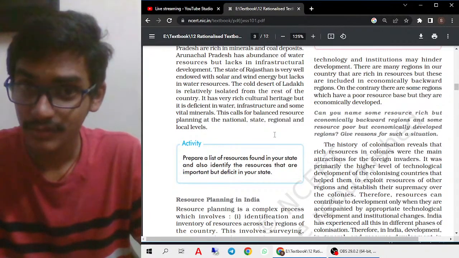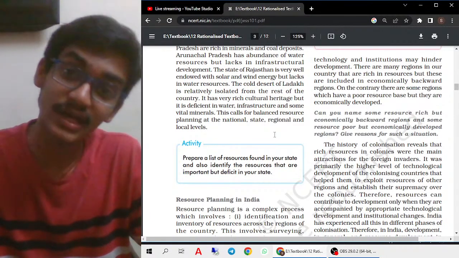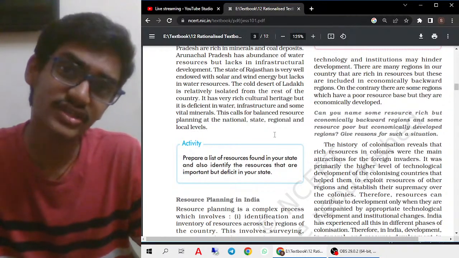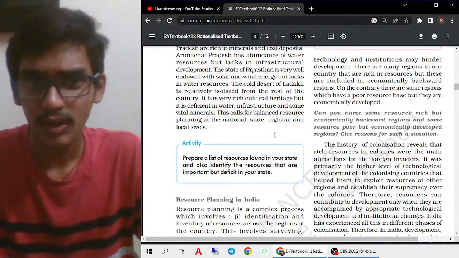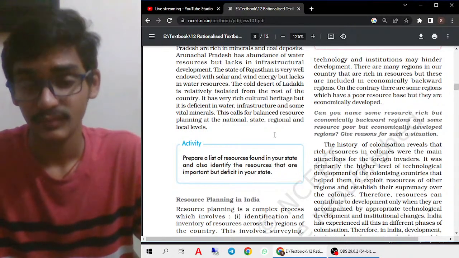Whereas there are some countries which, even without the resources, have become more developed. Which regions? For example, Japan and Singapore. These are both very small countries, but they have a huge population.